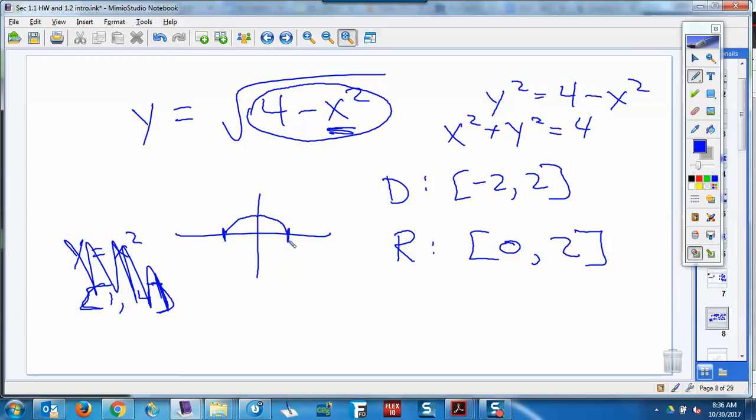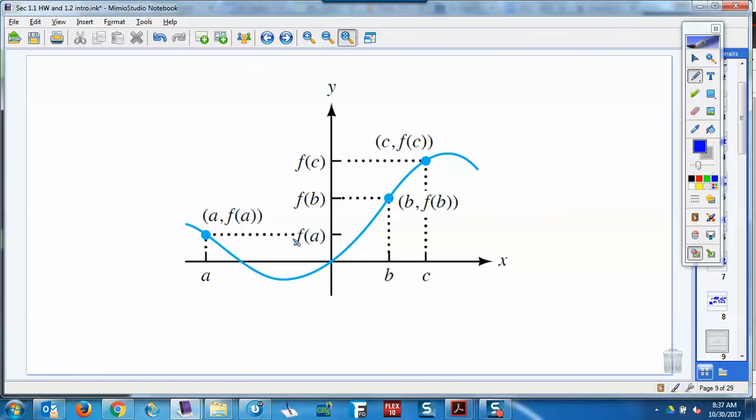Oh yeah, it's going to go from -2 to 2, and the range is going to be from 0 to 2. Okay, so it makes sense that that's what we got. And that's why I say I think graphs are easier to get the domain and range. If you would have recognized this as a half circle, then all of a sudden the domain and range becomes really easy. All right, so let's move ahead then into section 2.